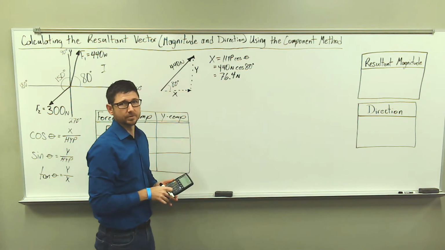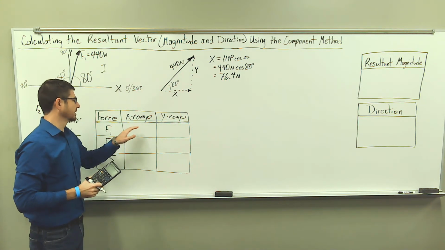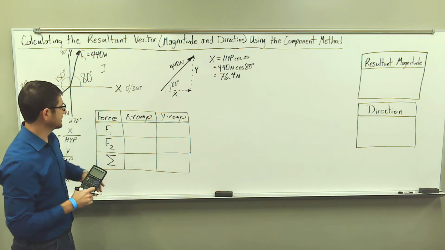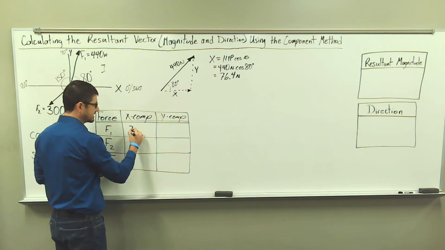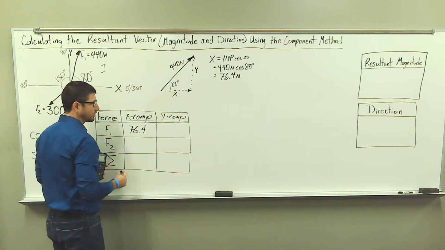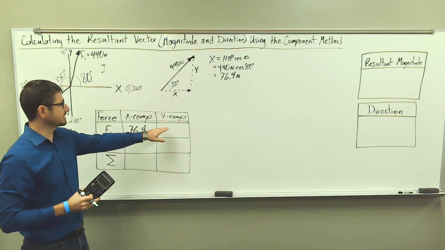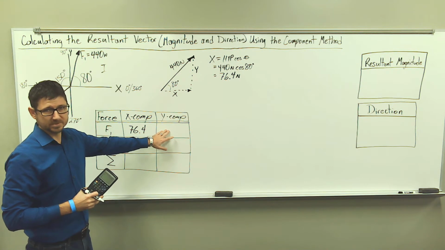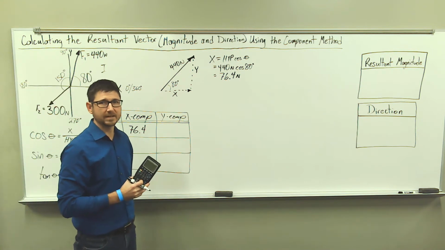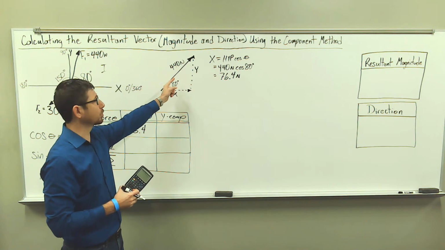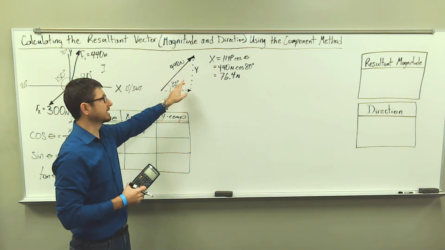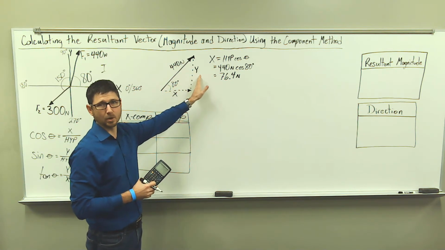Now what we need to do is put this in our table, because the x component of force 1 is 76.4 newtons. Now we need to take a look at the y component. So once again, we're going to perform vector resolution. We're going to break our vector down, 440 newtons at 80 degrees, into its y component.